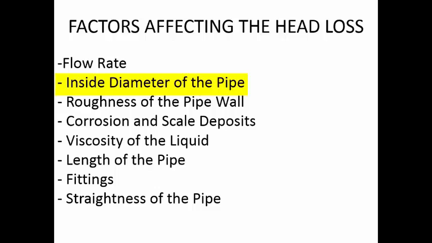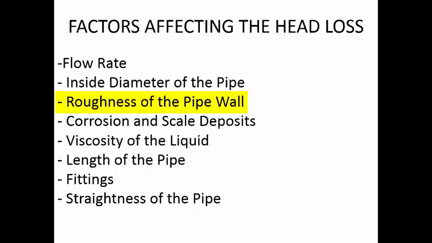So if the diameter is small, what happens to the head loss? Head loss is going to increase because again, if you are seeing the equation, head loss and diameter are inversely proportional. If the diameter increases, head loss is going to decrease. If the diameter is reducing, the head loss is going to increase.